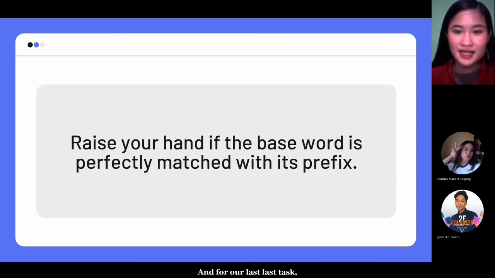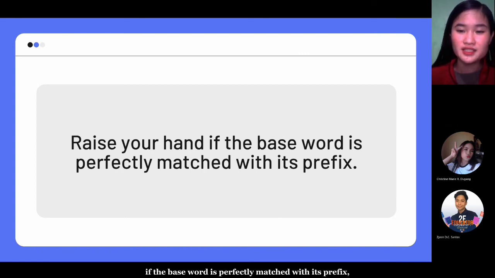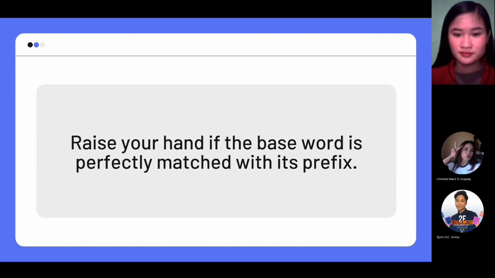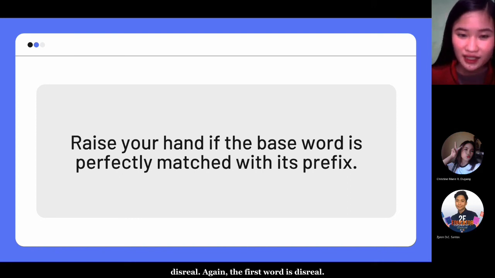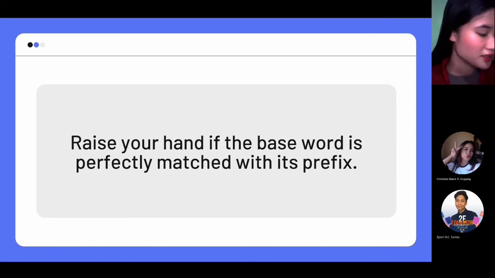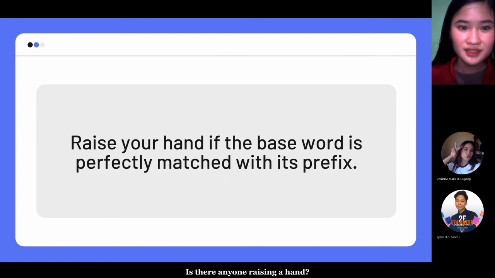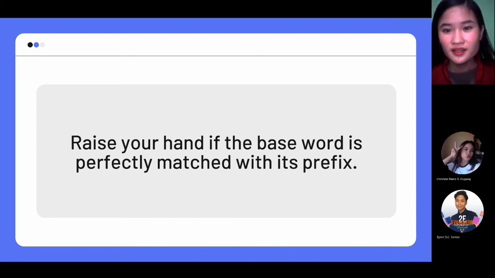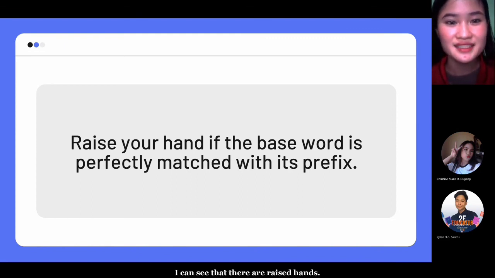And for our last task, I will read a few words with prefixes, and I want you to raise your hand if the base word is perfectly matched with its prefix, and keep your hands down if not. Got it? Yes po, ma'am. Okay, for the first word, disreal. Again, the first word is disreal. Is there anyone raising a hand? I think none. And for the second word, unreal. Again, the word is unreal. Oh, I can see that there are raised hands.